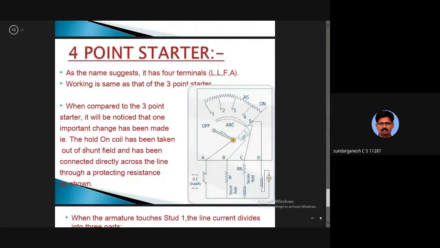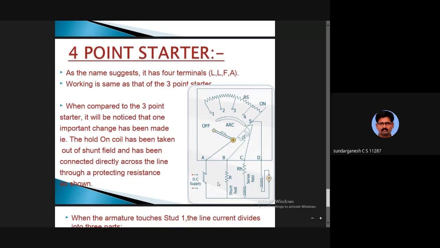In the 4-point starter we have 4 points. The working is the same as that of the 3-point starter. When compared to the 3-point starter, only one change is there. The hold-on coil is taken out of the shunt field and it is taken directly across the line as shown in the figure. So in the last case, the hold-on coil is connected to the field, but here it is connected with a different line.